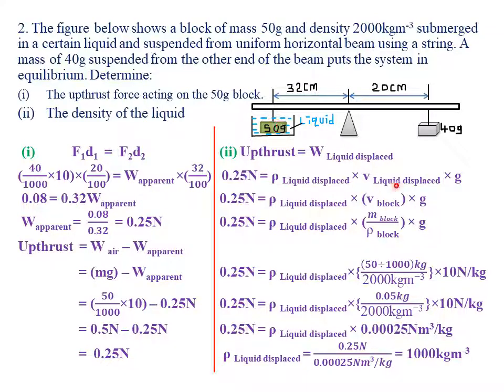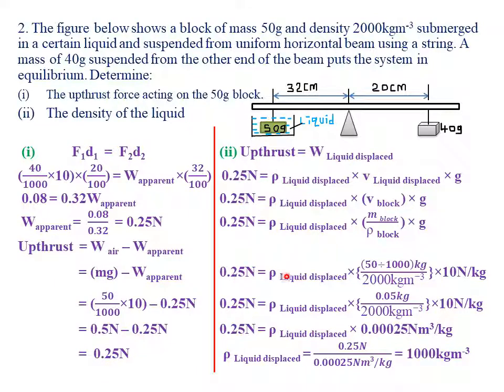Therefore, the volume of the liquid displaced must be equal to the volume of the block, times gravity. We don't have the volume of the block, but we know that volume is mass over density. So the volume of the block equals the mass of the block divided by the density of the block. Therefore, the upthrust, which is 0.25 Newton, equals the density of the liquid displaced times the volume of the liquid displaced, which equals the mass of the block over the density of the block, multiplied by gravity.